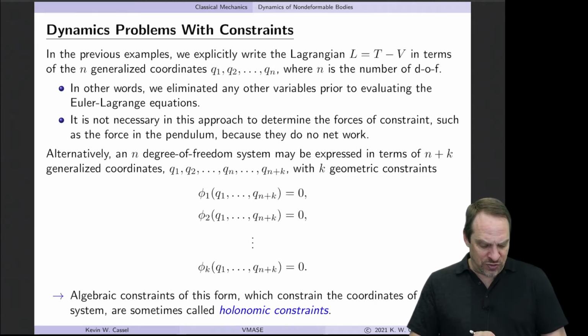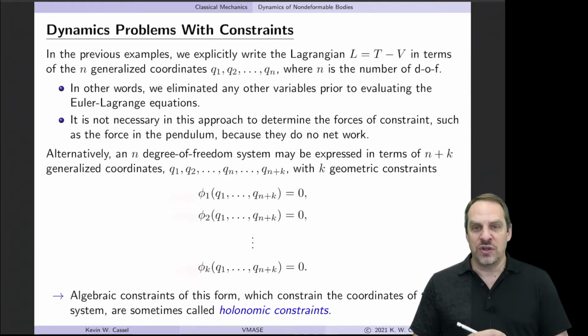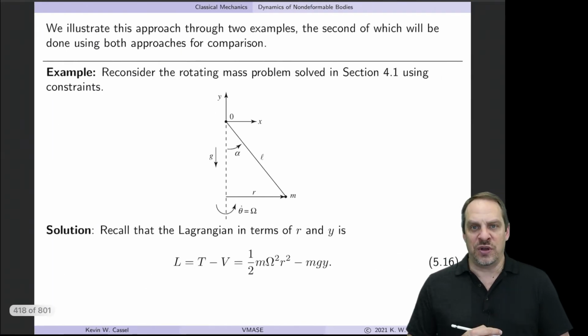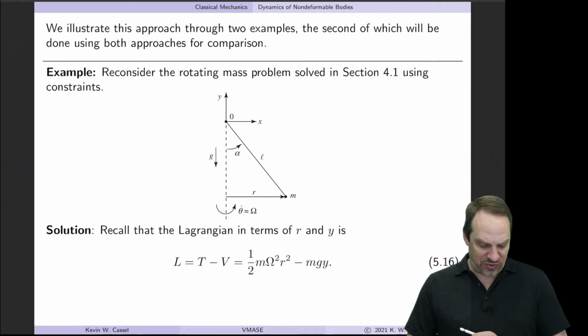So now q goes from 1 to n plus k, and we have k algebraic constraints on those generalized coordinates that take into account the physical geometric constraints that are applied to the system. Now, I want to show you how that's done. First, we're going to do a familiar example that we did back in Chapter 4.